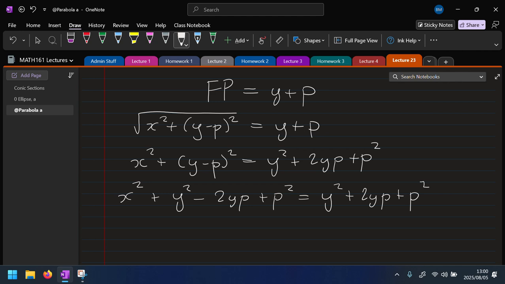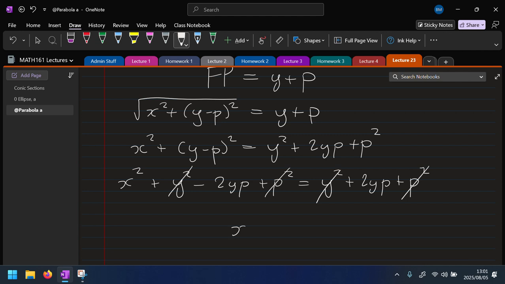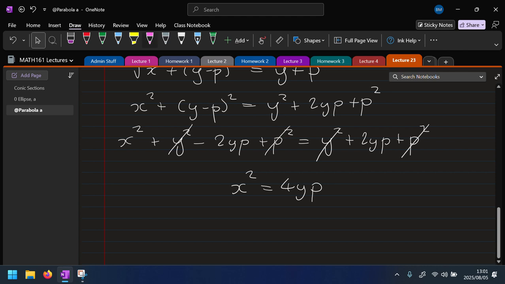Let's see what cancels. We've got y squared on the left and the right. That can go. We've got p squared on the left and the right. That can go. Next, we've got minus 2yp on the one side and 2yp on the other. We can just take it over to the other side. And we end up with x squared is equal to 4yp. Okay, not so bad.